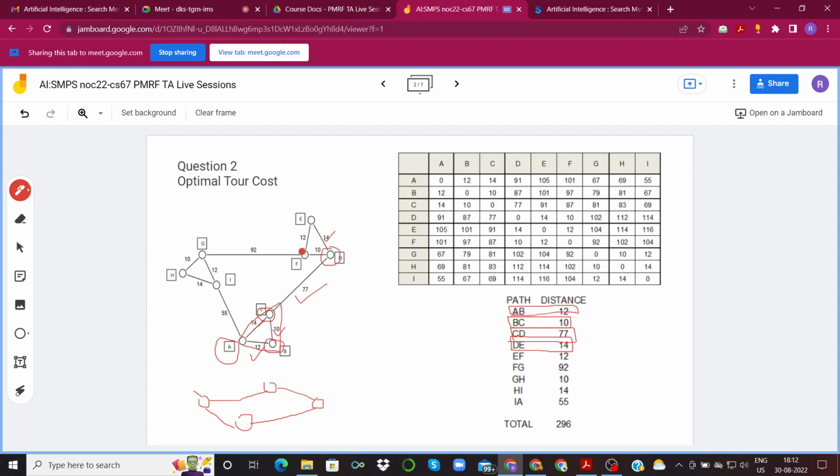Okay, now we have only one option left. So 12, we considered EF. After this, we take the 92 edge. Similarly, here we take the 10 edge, right? And we fill in the remaining two edges using the logic we just discussed, and we add all these up to find that the total cost is 296.